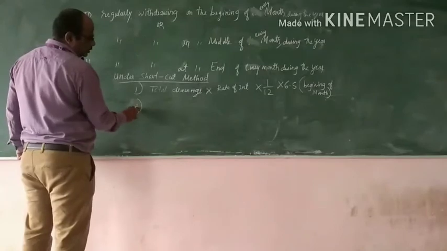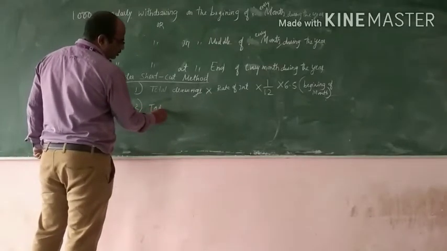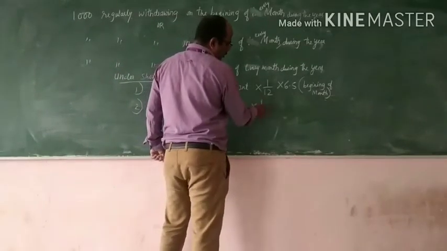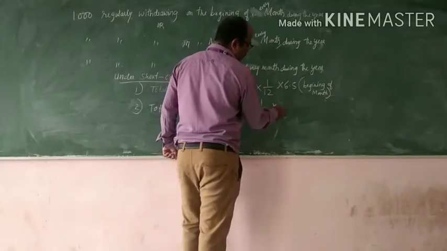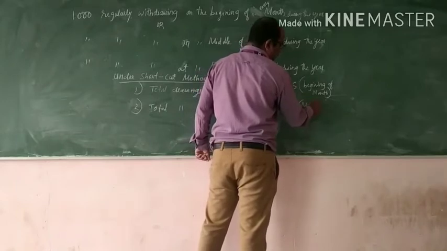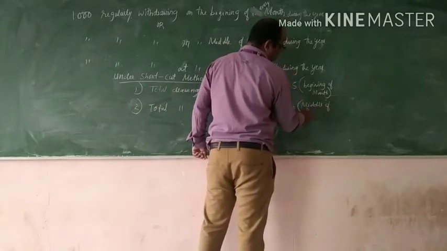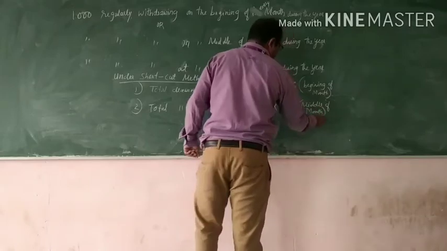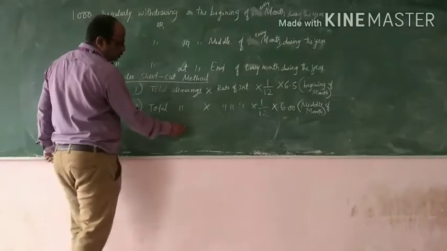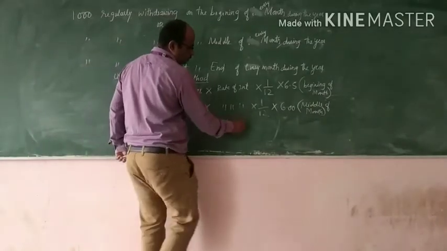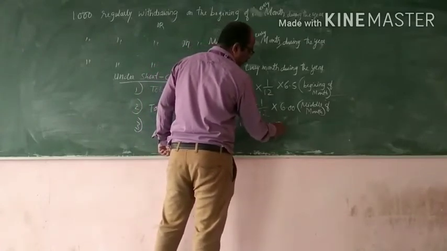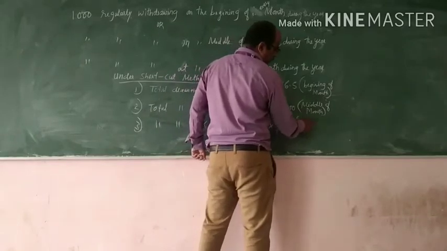First case. Second case, total drawings into rate of interest into 1 divided by 12 into 6, if the drawing is on the middle of the month. And the third case is total drawings into rate of interest into 1 divided by 12 into 5.5, if the drawing is at the ending of the month.